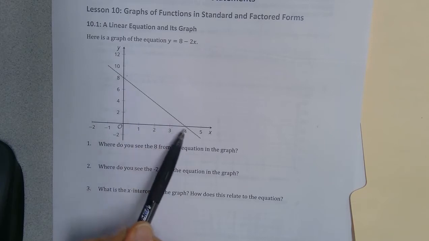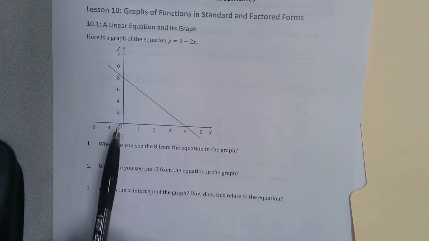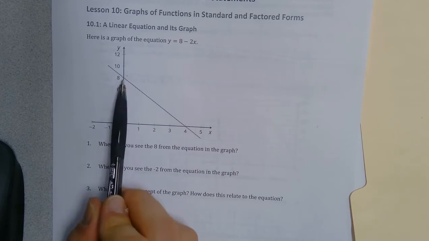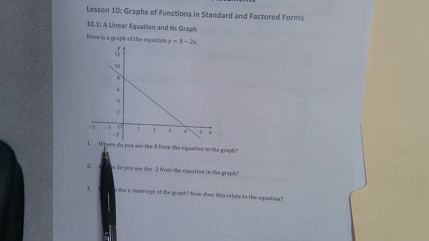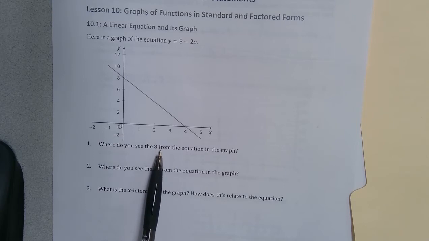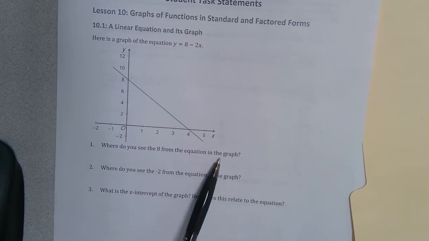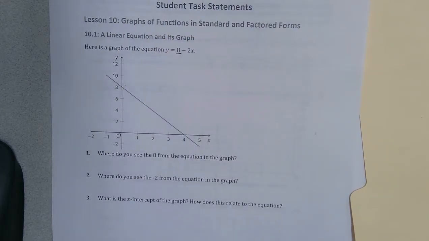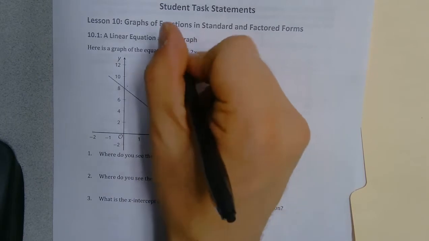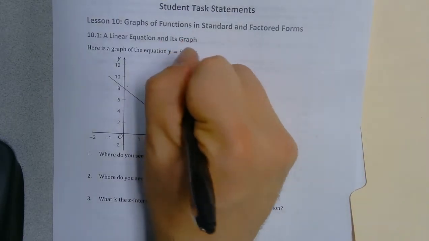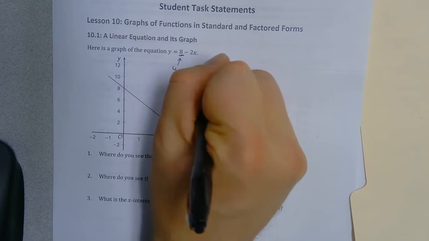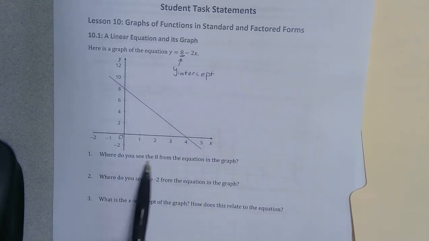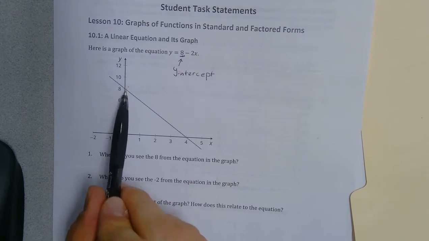So again, here's my linear equation. We have an x-intercept, we have a y-intercept, and we have our slope. So question 1, where do you see the 8 from the equation in the graph? Here's the 8 from the equation. And just remember, in our regular linear equation, y equals mx plus b, the number all by itself is our y-intercept. So where do you see the 8 from the equation in the graph?